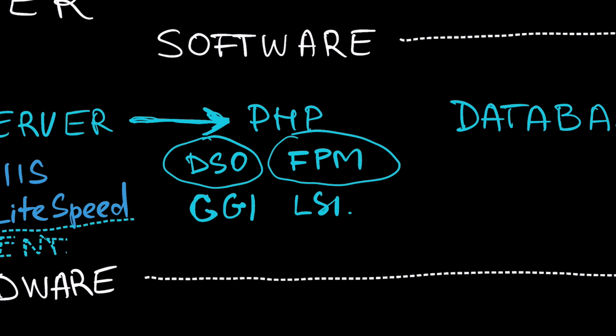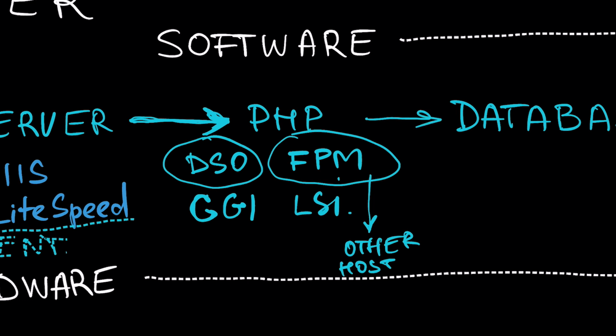DSO is also very fast, but it requires Apache and is not very flexible when it comes to different options. For example, FPM, you can have it on other hosts, and this way you can offload the job, but that's another story. If you can, go for FPM.